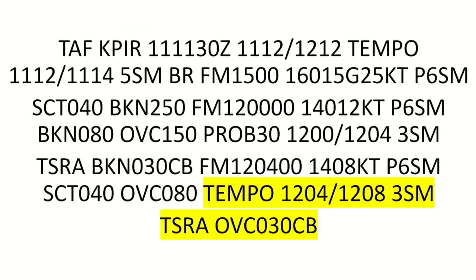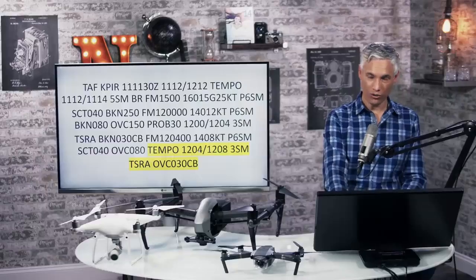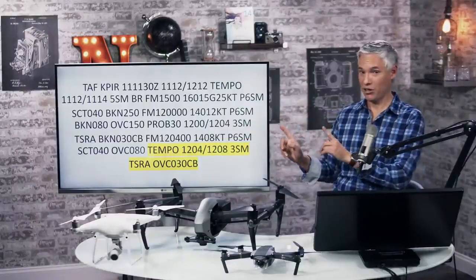Temporarily on the 12th day of the month, from the 4th hour to the 8th hour, from 4 a.m. to 8 a.m., we'll have visibility at 3 statute miles, thunderstorms and rain showers, and then overcast at 3,000 feet, cumulonimbus clouds. Whew. Not that hard.